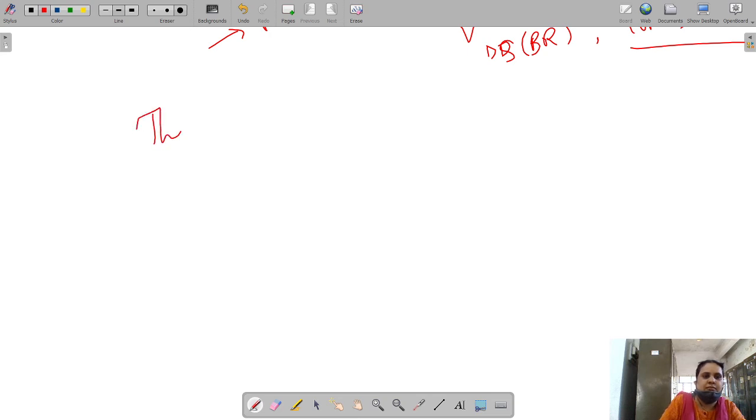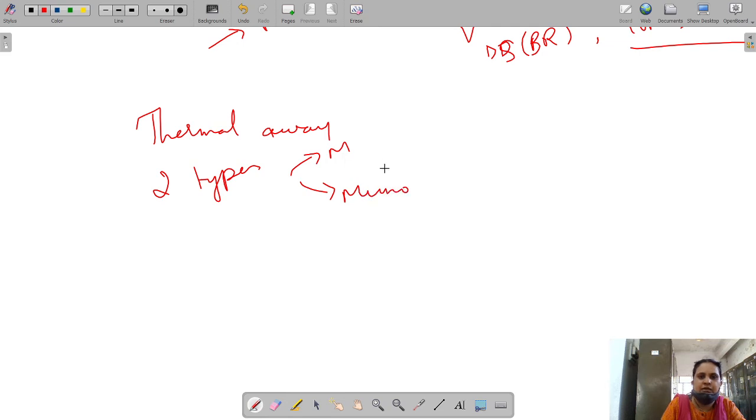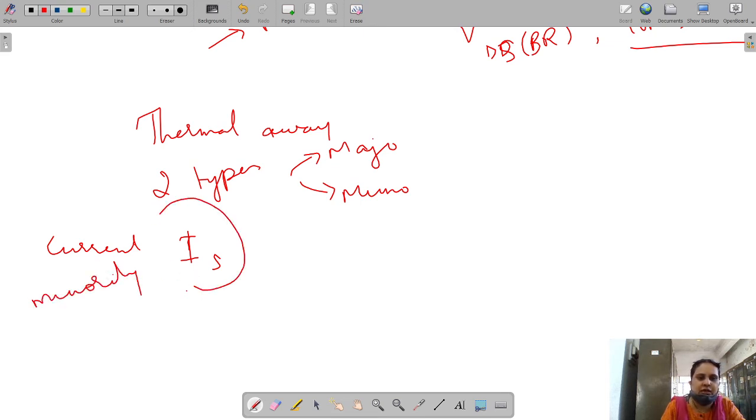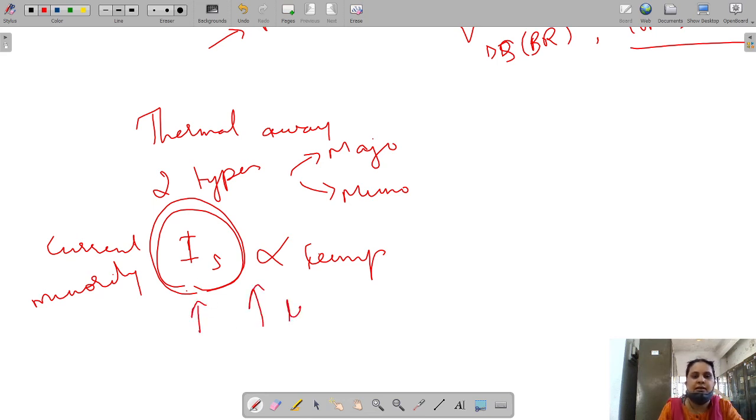Here we can talk about it because two types of charge carriers are there. One will be the majority and one will be the minority, in either the P type or the N type. The current due to the minority charge carriers is called the saturation current or the reverse leakage current. This is directly dependent on the temperature. A small increase in IS causes a large increase in temperature, and this temperature is again interdependent on IS.